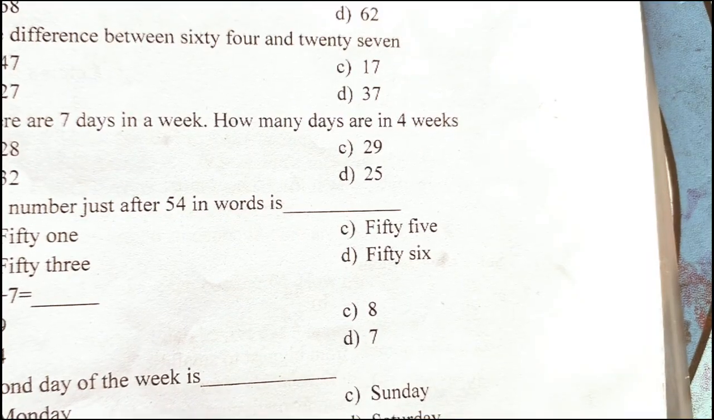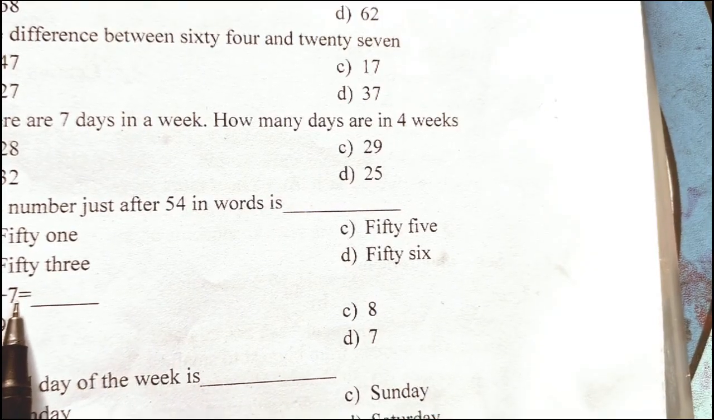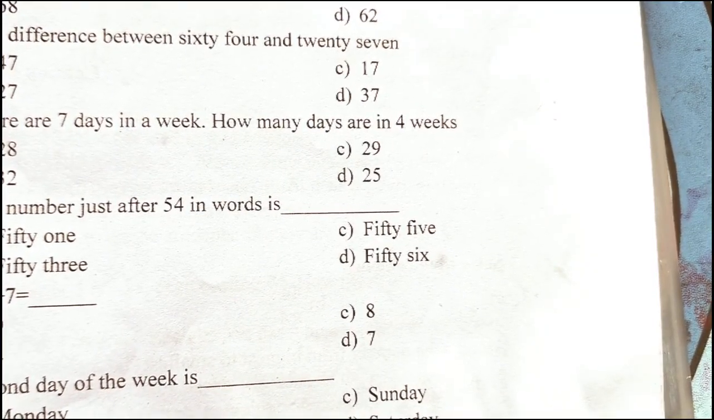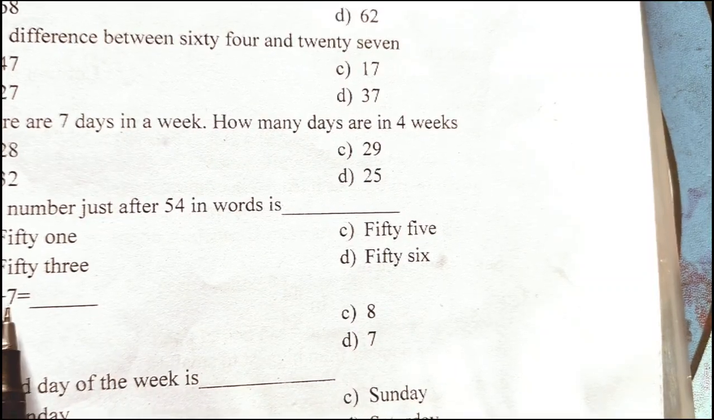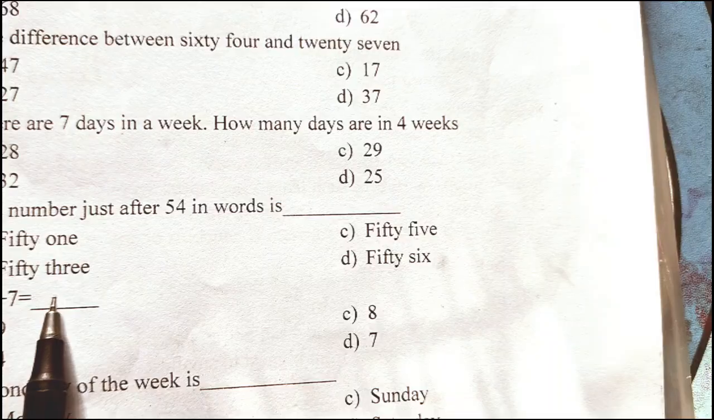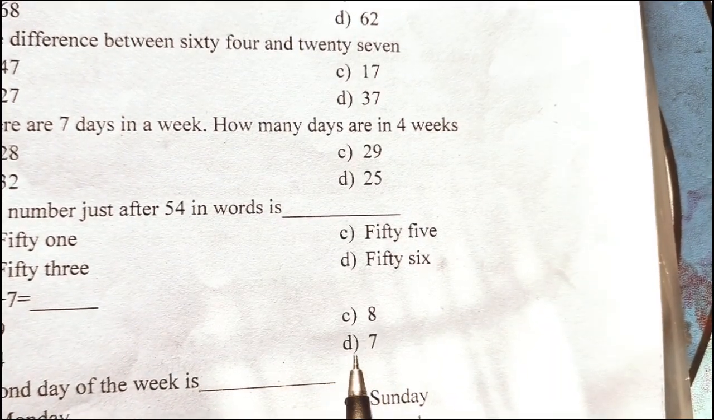Now we have another question. 49 divided by 7. That means you have to understand that 7 sevens are equal to 49. That is, 7 sevens are 49, so the answer will be 7. Okay, so the option D is the right answer.